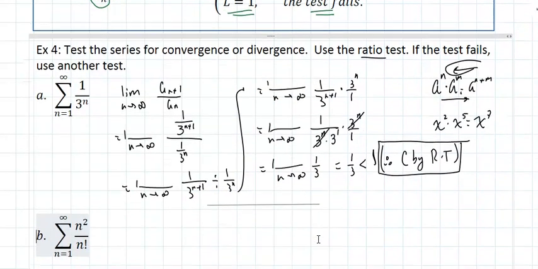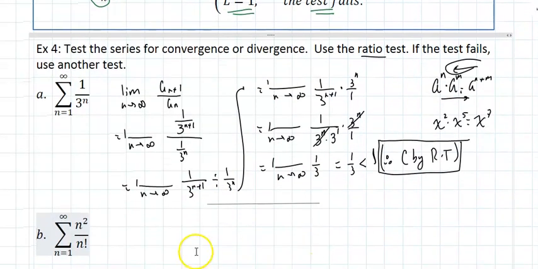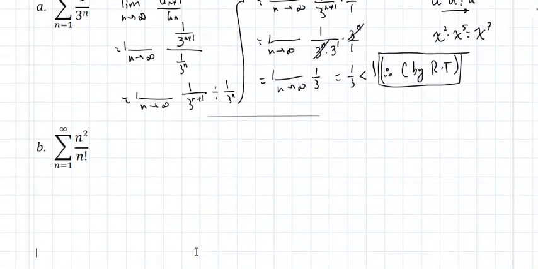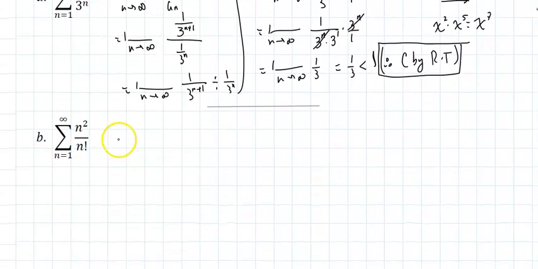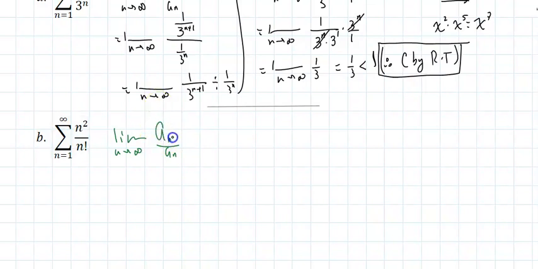So for exponentials, it always works. For factorials, it always works. Here, if I take the limit, let me use a darker color. Let's go with this. Limit as n approaches infinity of a sub n plus 1 over a sub n. That is the limit as n approaches infinity. A sub n is literally what you see. A sub n plus 1: replace each of those n's by n plus 1.